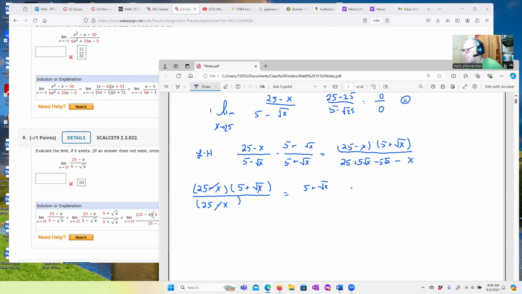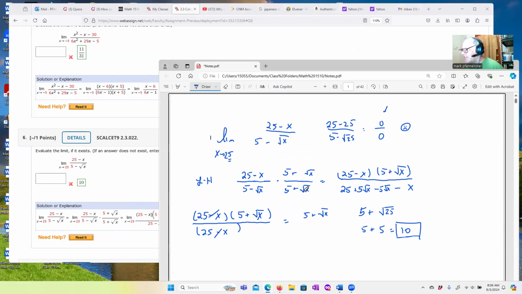And now when I go ahead and plug in my direct substitution, we have 5 plus the square root of 25 with the limit as x approaches 25. And we just get 5 plus 5, which is equal to 10. And that's the kind of thing you want to do when you are confronted with these weird limits that have a top and a bottom: multiply by the conjugate. That's a very powerful technique to clear out radicals and things like that.